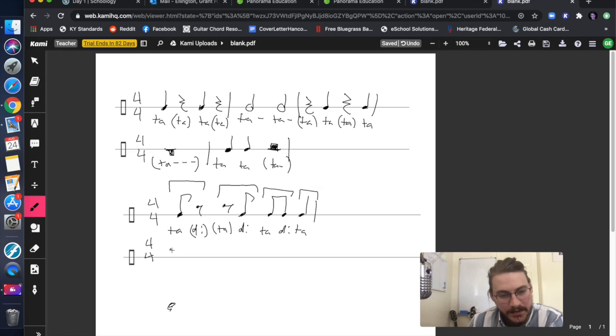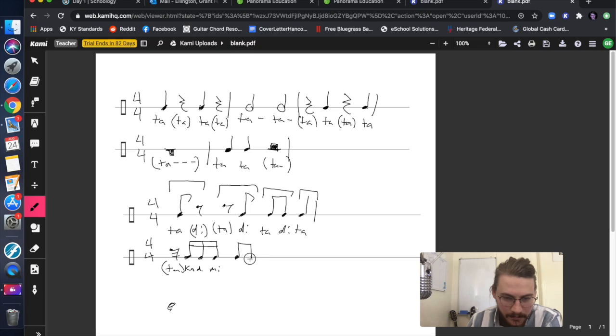Two hours later. So we're going to start off with our 16th rest. Remember, two flags. And then you can still connect beats within a beat though. So this will be ta, silence, and this is ka, di, mi.